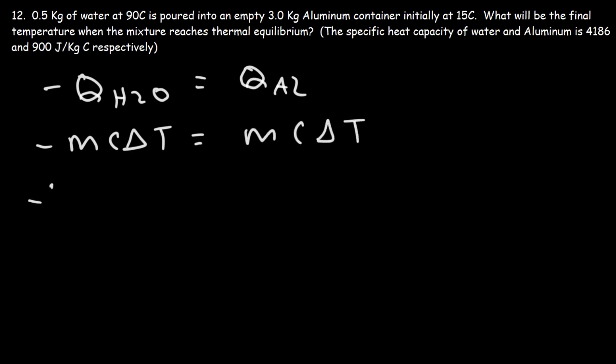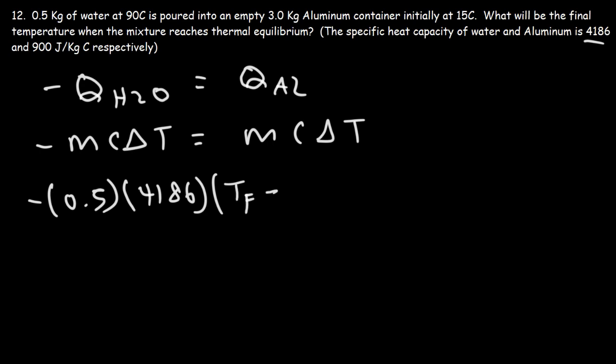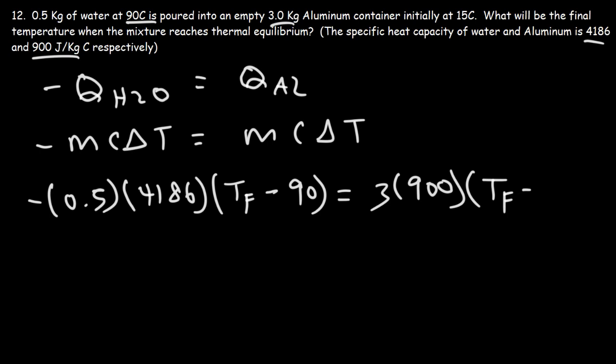So the mass of water is 0.5 kilograms. The specific heat capacity of water is 4186, as we can see here. And the change in temperature, it's going to be the final temperature of the system minus the initial temperature of the water, which is 90 degrees Celsius. The mass of aluminum that we're dealing with is 3 kilograms. The specific heat capacity of aluminum is 900. And delta T is going to be the final temperature minus the initial temperature of the aluminum container, which is 15 degrees Celsius.